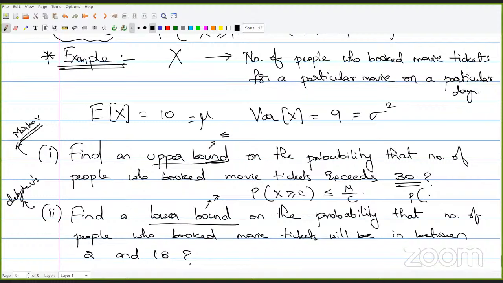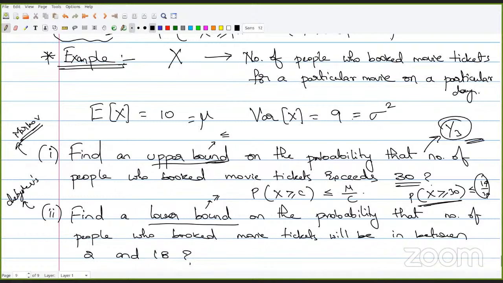So the probability that X exceeds 30, that means X greater than or equal to 30, is less than or equal to 10 by 30, which is actually 1 by 3, right? So I need an upper bound. Upper bound means the maximum value of this probability. So the maximum value will be 1 by 3. Correct?